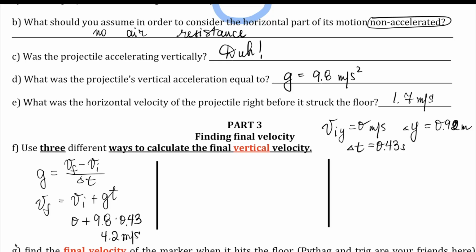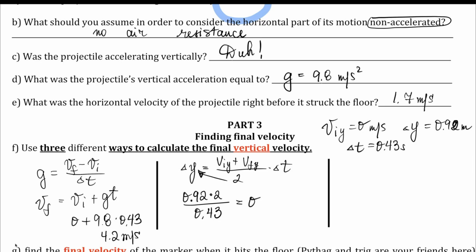The next equation, we have this change in x, but I'm going to replace it with change in y because I remember it's going to be vertical. So V initial vertical plus V final vertical divided by 2 times time. For me, it was 0.92 times 2, multiplied that, divided by time, which was 0.43, equals 0 plus V final. How much do you want to bet it's going to be 4.2? Ah, 4.3. Okay, 4.3 meters per second. That is because I rounded the time.